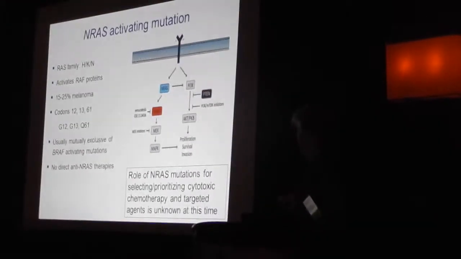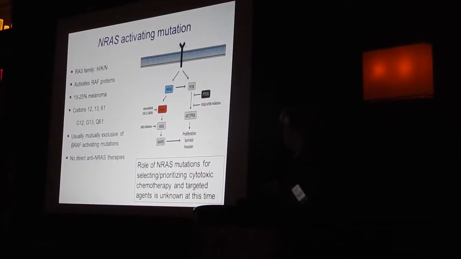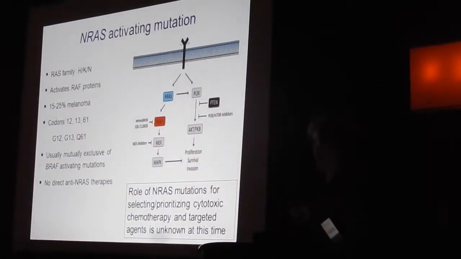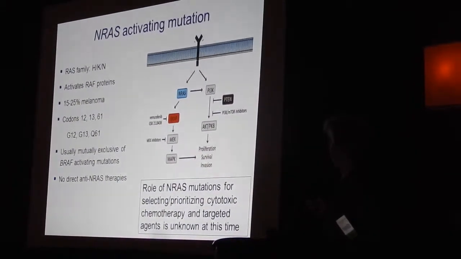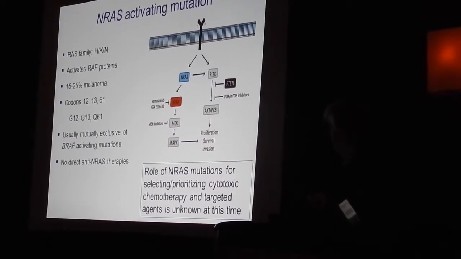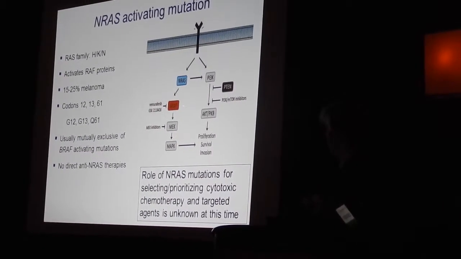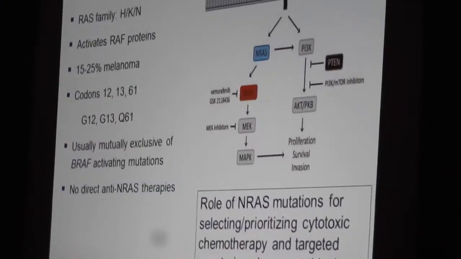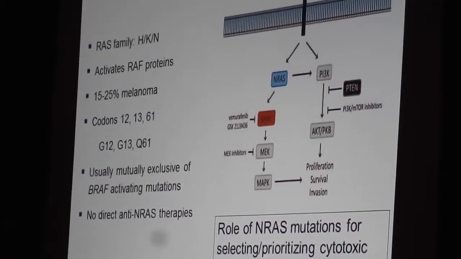Another important mutation in melanoma is NRAS. NRAS is part of the RAS family, which includes KRAS, which we've all heard of, and HRAS. It's a serine threonine kinase. It functions just between the tyrosine kinase receptor and the BRAF gene you just got done talking about. It's mutated in about 15 to 25% of melanoma. It's also frequently mutated in other cancers.